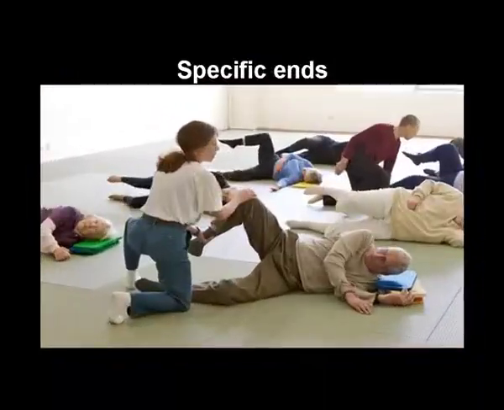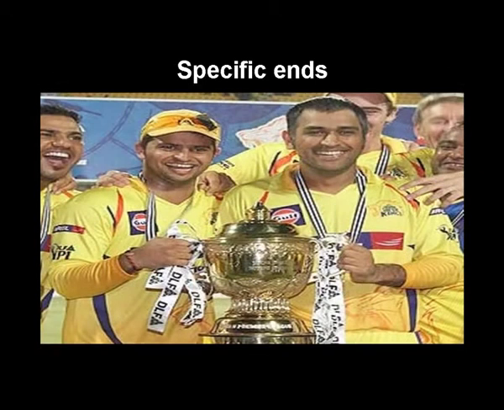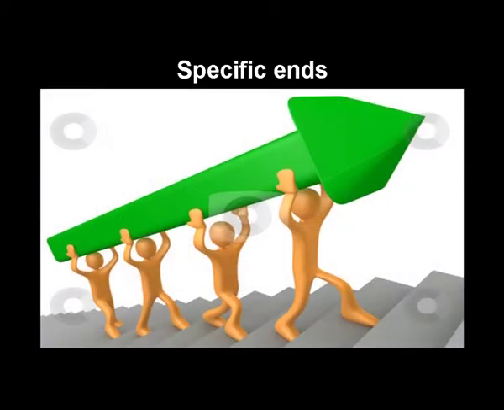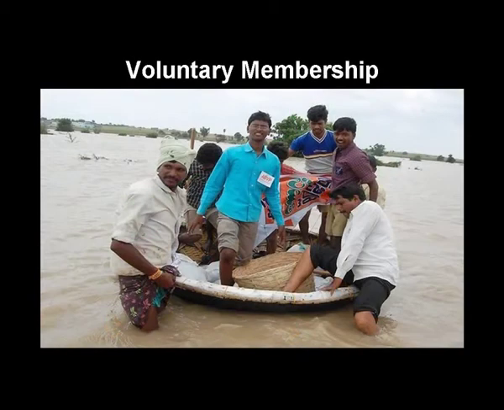3. Specific ends. The secondary groups are formed for the achievement of certain specific goals or interests. The activities of the members are bound only for the fulfillment of the interest and not more than that. Some secondary groups even cease to exist when the ends are achieved.